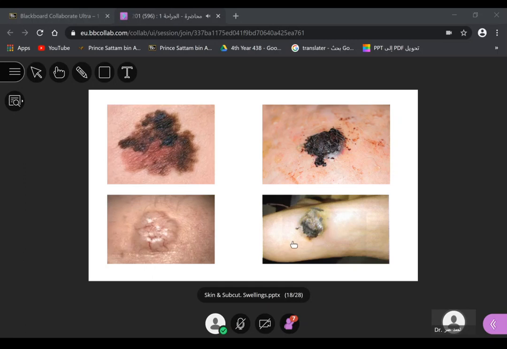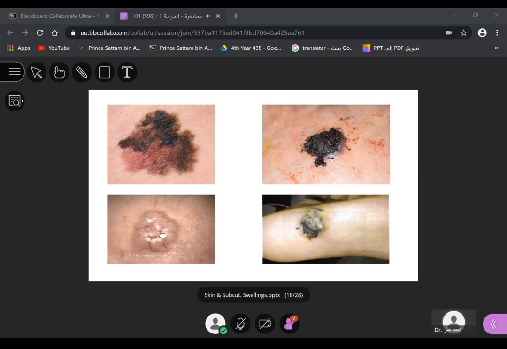Now, what do you think it is? This is the sole of the foot, and this patient has got this black color, which is a melanoma in the sole of his foot. So, what do you call this? What's the type here? This is acral. Yes, any melanoma in the palm or in the sole, this is acral.